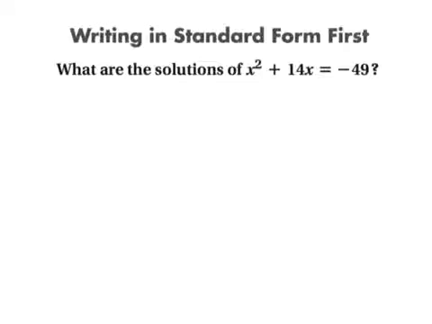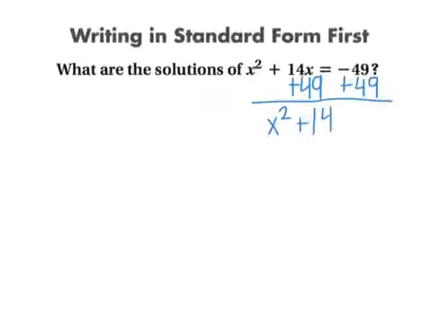So we have another one, but now if you notice, this equation is not set equal to 0, okay? So the very first thing I should do is move that negative 49 to the other side by adding it. We can't combine it with anything because there'd be no like terms. So now I have x squared plus 14x plus 49 equals 0.